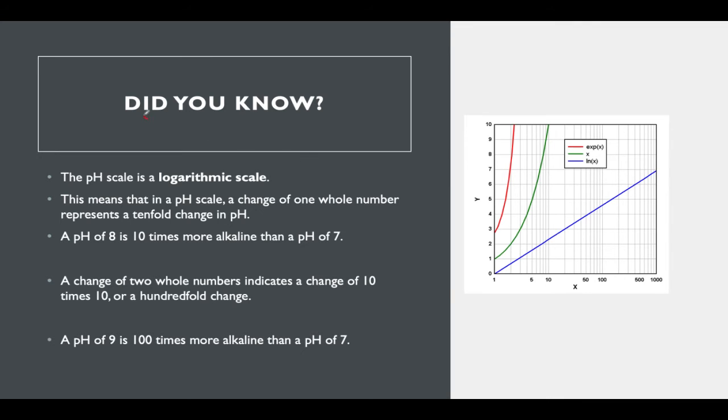Then another "did you know" here in the book talks about how the pH scale is a logarithmic scale. It tells you that being careful with pH and maintaining pH is very, very significant. The pH scale is a logarithmic scale. I want to explain something to you. This is a linear scale.